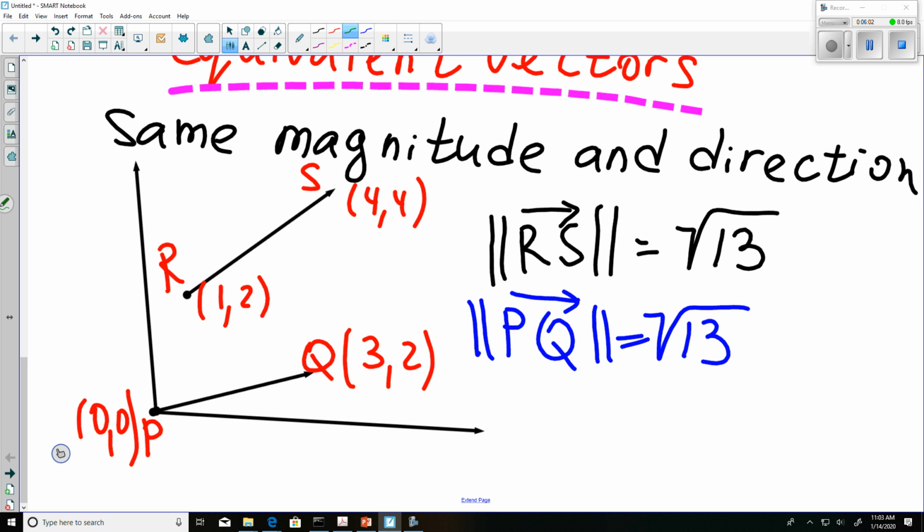So you would find how much you shifted the x for PQ, and then go up how much you shifted the y. Yeah, and what did you describe? Slope. Yeah, you described slope. Very good. Slope will show us the direction.